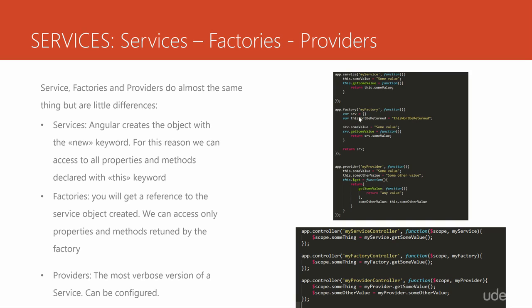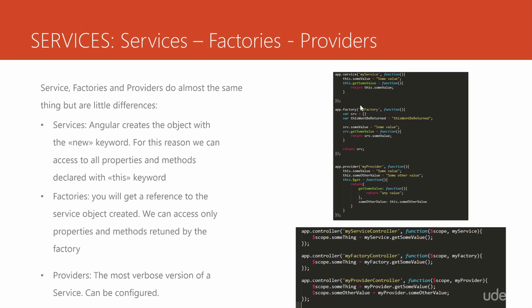So as you can see from the example, we declare a container for our factory. We declare all the functions like some value that will return the property some value, and then we return it. So whatever is defined in this SRV is what will be returned. Everything that is outside that will not be accessible from our controller.